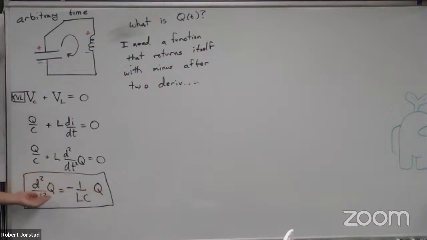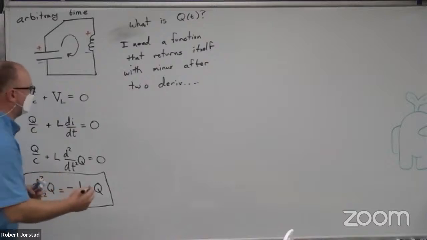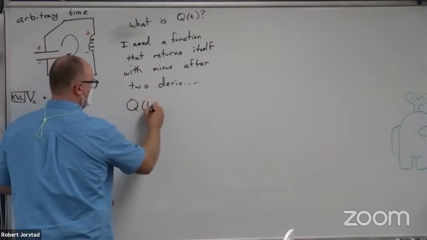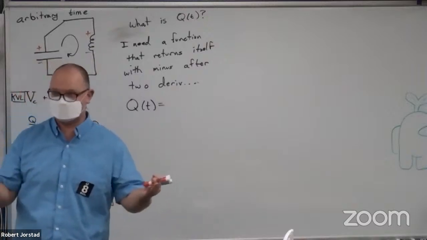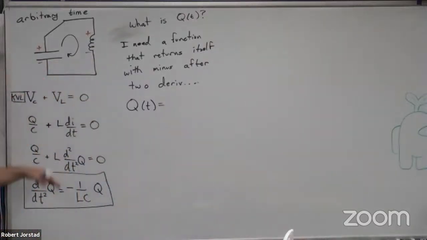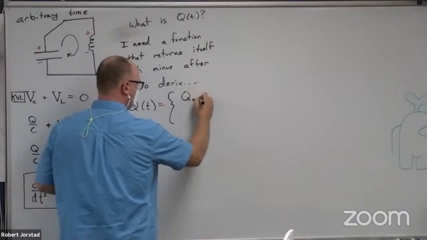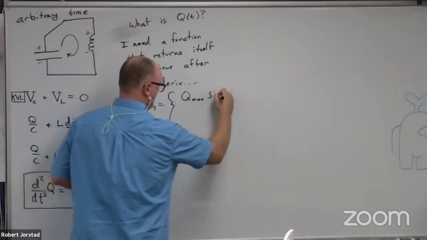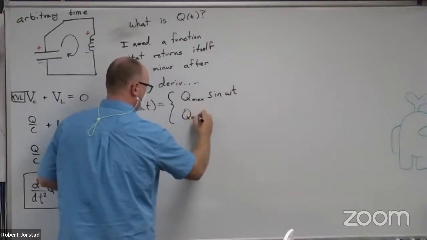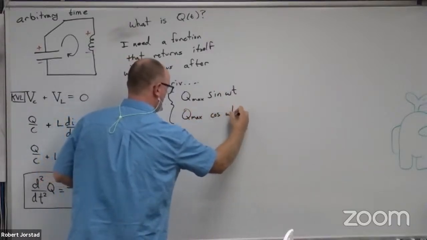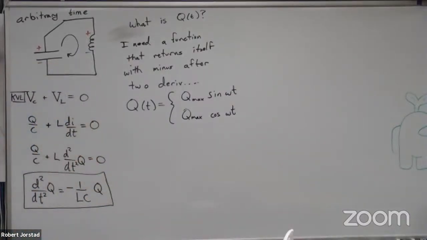The only way this could work out is if when you plug in your equation for Q and take two derivatives, you get a minus sign and a constant sitting out front. Do you know any functions that give you a minus sign when you take two derivatives? Sine and cosine. So Q of t could equal, that sounds like an oscillator, doesn't it? One possibility is, these are some possibilities.